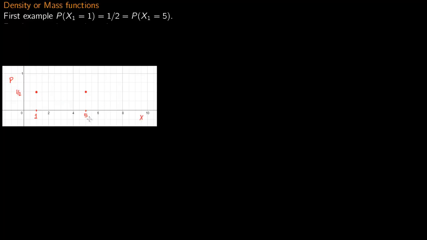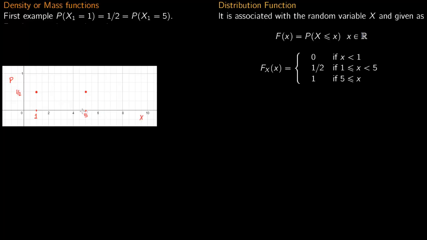Now we want to make it a distribution function. The distribution function just cumulates this density. So the distribution function associated with the random variable x is given as F of small x. The small x is nothing but a real number. This is equal to the probability of this random variable taking on values less than or equal to small x.